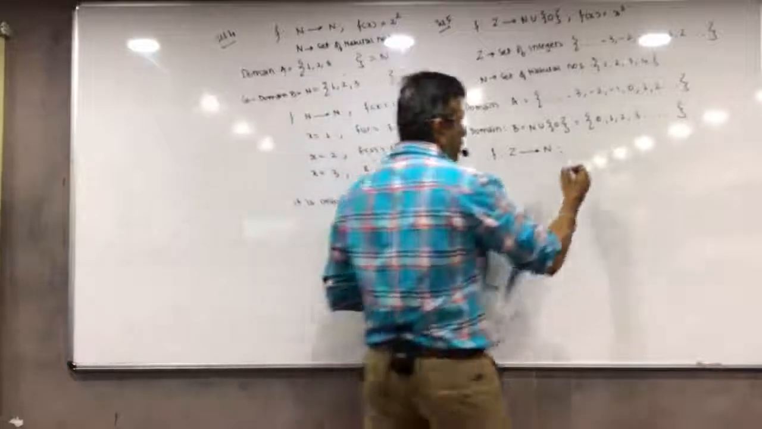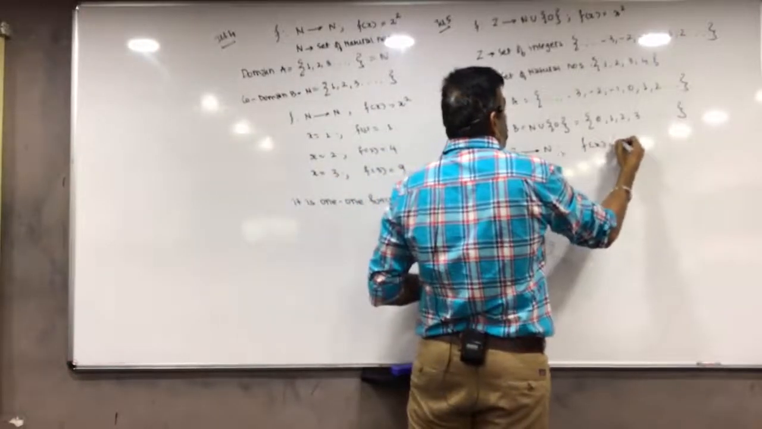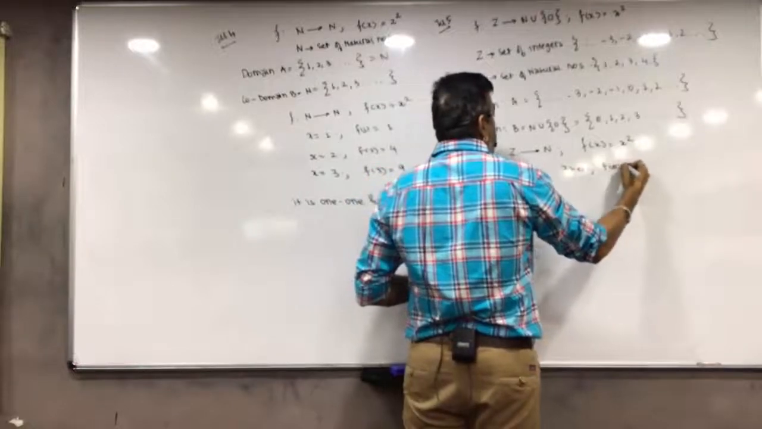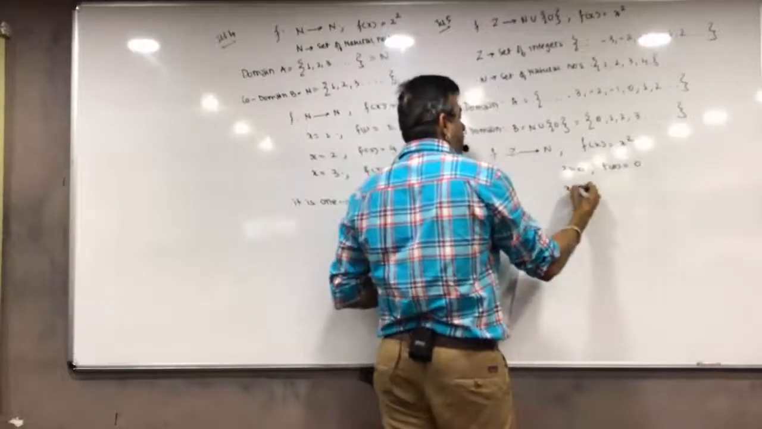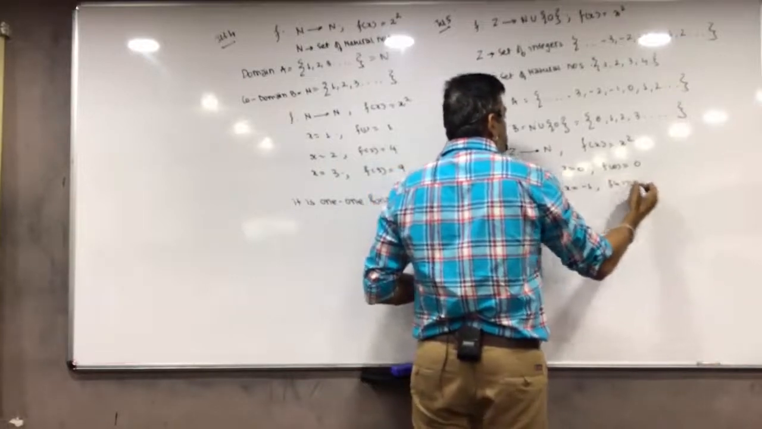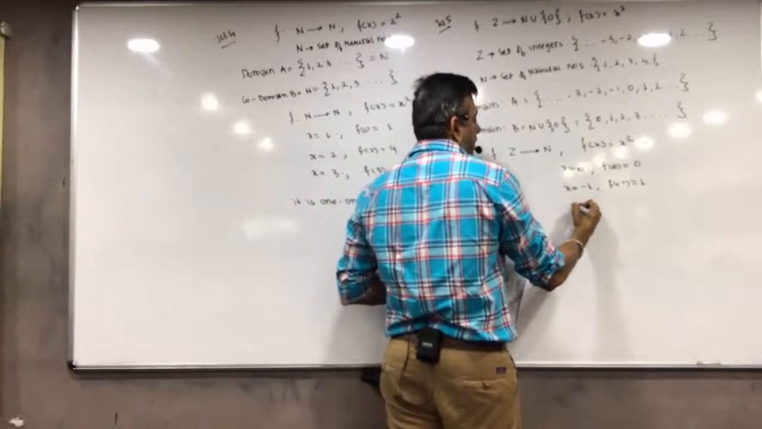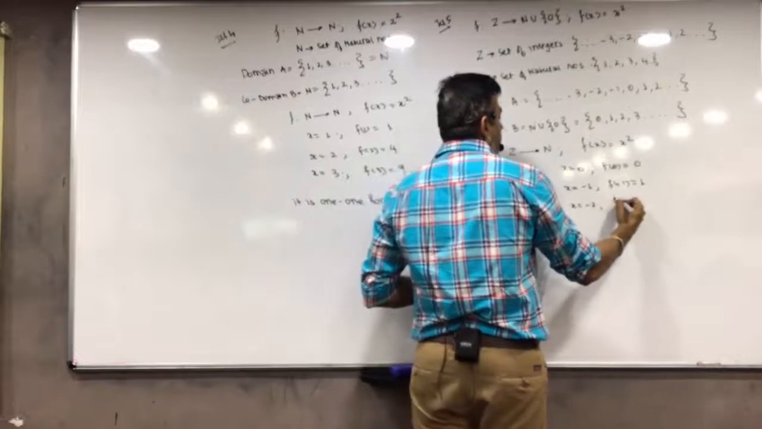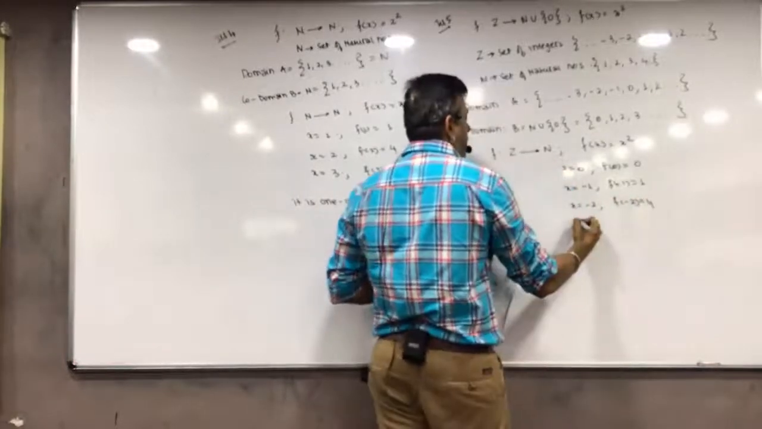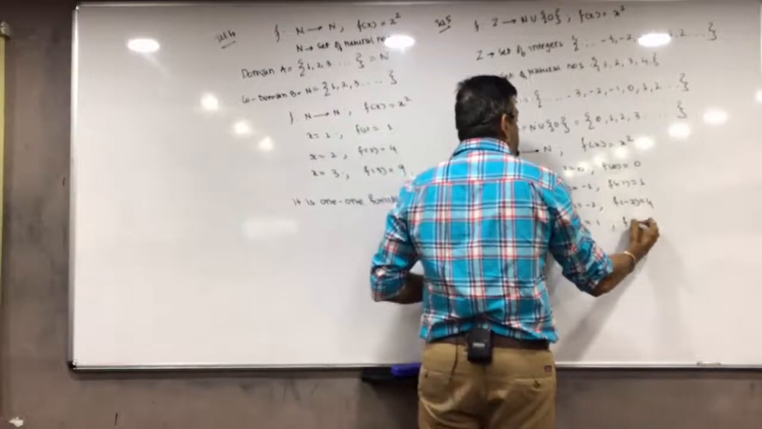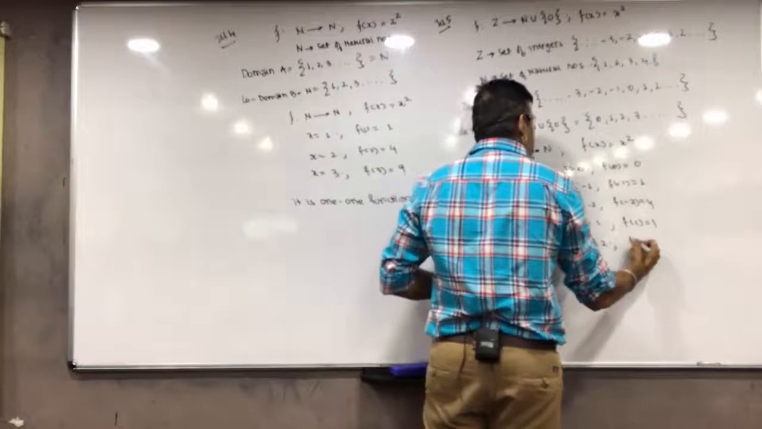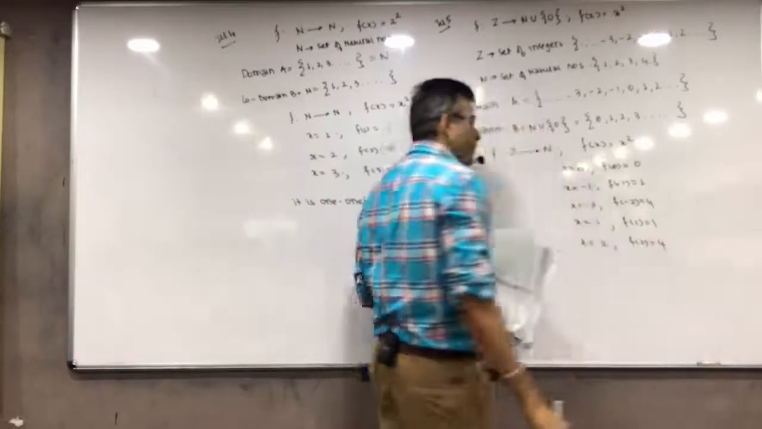Very simple. Can you solve it now? f of x is equal to x squared. So x is equal to 0, f of 0 is equal to 0. x is equal to minus 1, f of minus 1 is equal to 1. x is equal to minus 2, f of minus 2 is equal to 4. x is equal to 1, f of 1 is equal to 1. x is equal to 2, f of 2 is equal to 4.